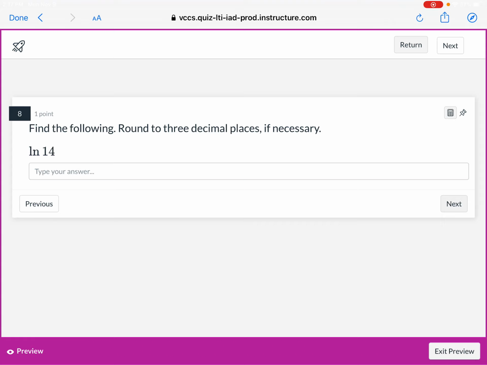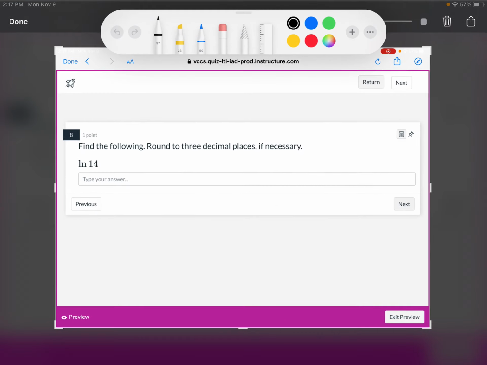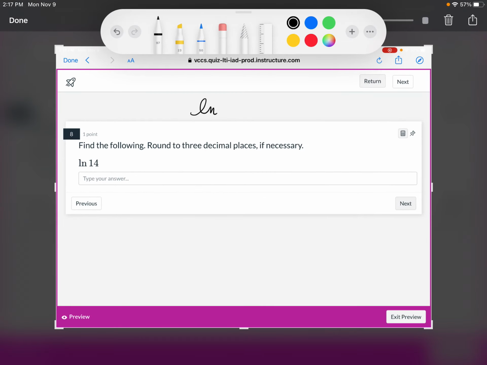Round to 3 decimal places if necessary. So this one we're going to need a calculator, because what we're trying to find out is this. Notice that natural log of 14, that's what we're trying to solve for. If I write it as natural log of 14 equals x, this is saying log base e of 14 is x. What we are saying is e raised to what power equals 14. And e is 2 point something. So we're trying to see, what do I have to raise e to, to get 14?